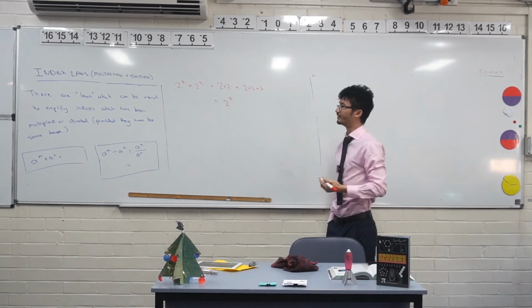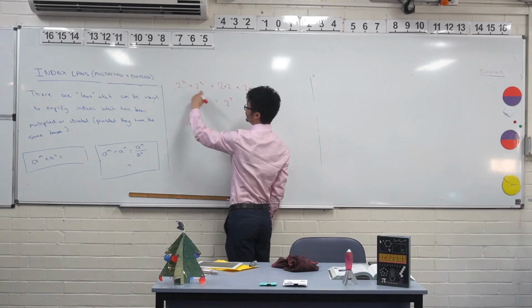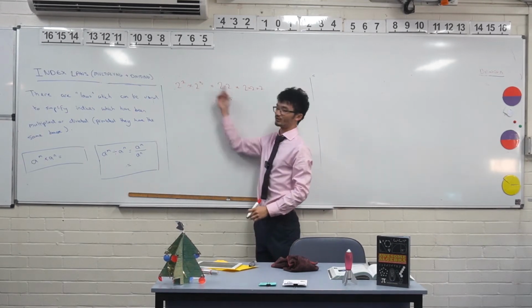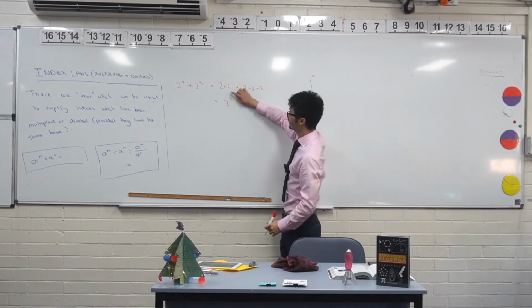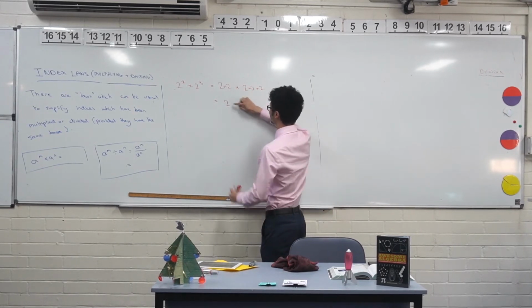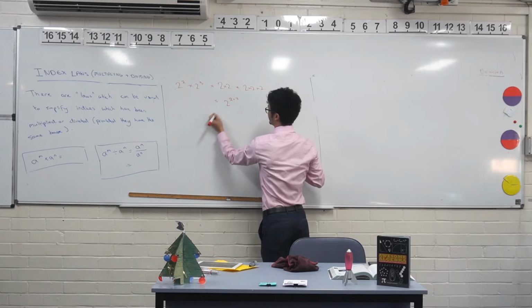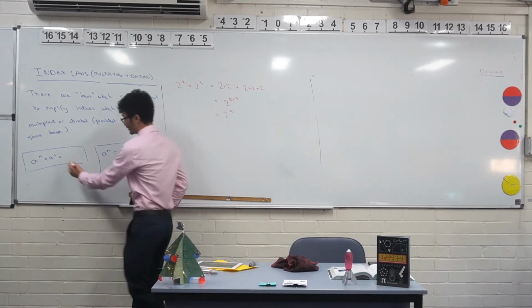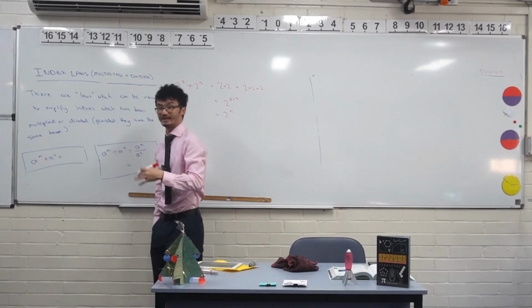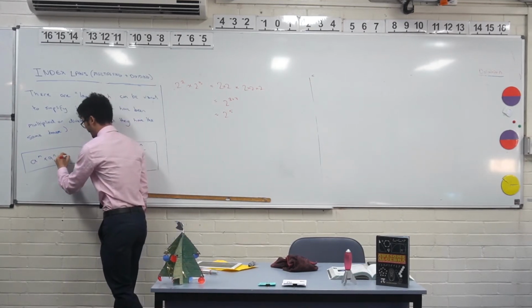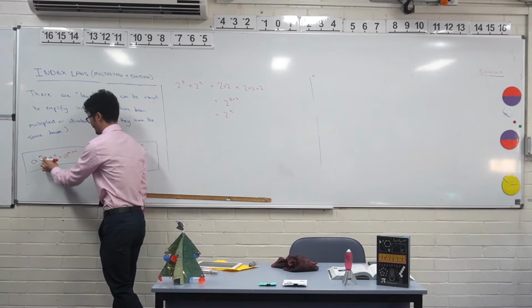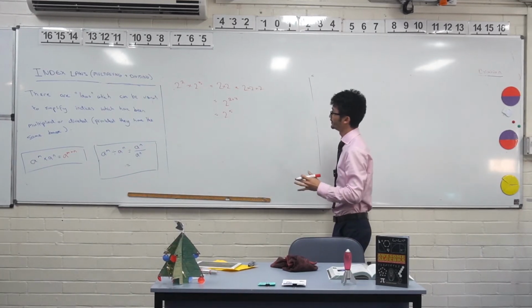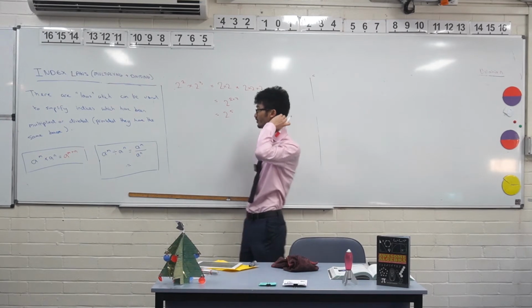So what's the pattern here? Well, if I'm multiplying two things with the same base, what am I doing with the powers? What's the relationship between 2 and 3 and 5? Yeah, that's the same as 2 plus 3, or 2 to the power 5, right? So if I have a to the power m times a to the power n, I can write that as a to the power m plus n. If they have the same base and I'm multiplying them, then I can just add the powers. That's our first index law for multiplying.